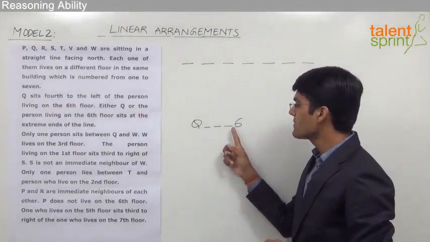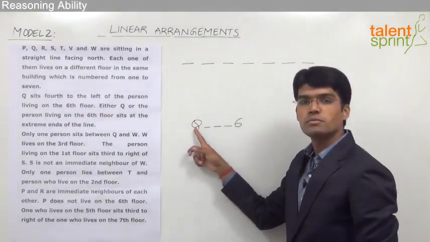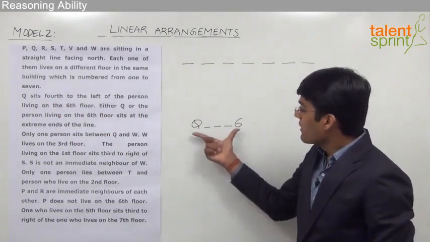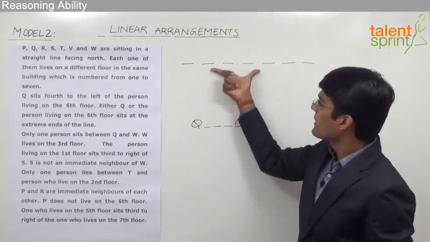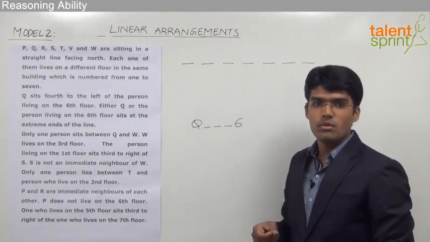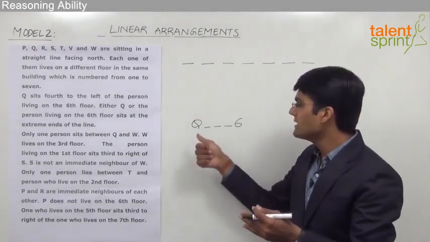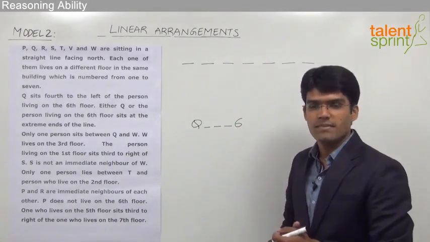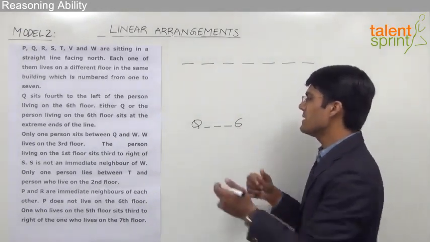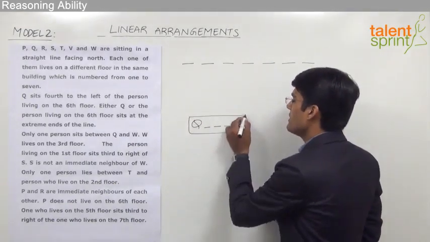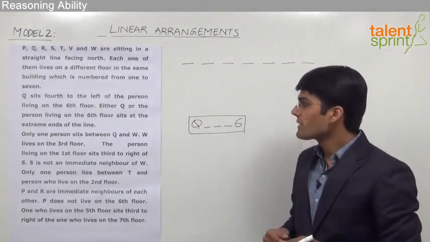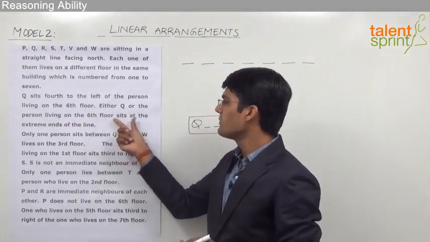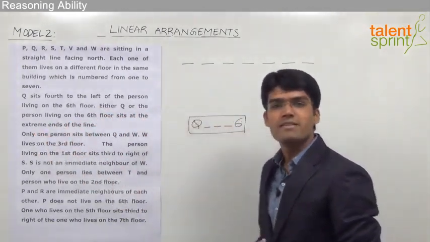So as we can see, Q is 1st, 2nd, 3rd and 4th position towards the left of the person living on 6th floor. But we cannot put Q and 6 in the proper arrangement because, as I've already told you, we should know the position of either Q or the person living on 6th floor from one of the ends. As it is not given to us, let us just keep this as a point which has to be justified in the arrangement. The next point here is either Q or the person living on 6th floor sits at the extreme ends of the line.